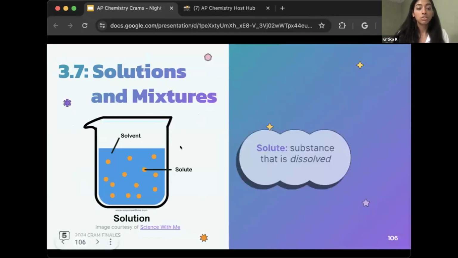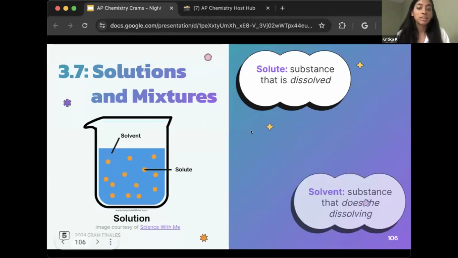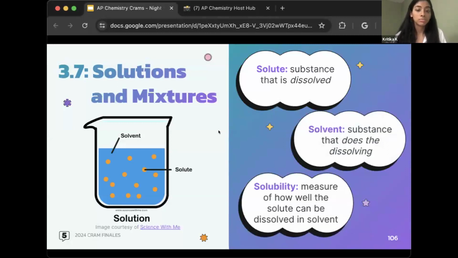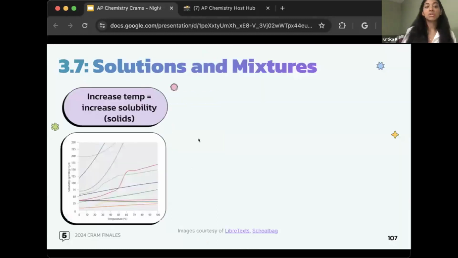So a solute is the particle or substance that is being dissolved in some solvent. And the solvent is the substance that does the dissolving. Together, these things are the solution. Solubility is a measure of how well the solute can actually be dissolved in the solvent. There are some factors that affect solubility.